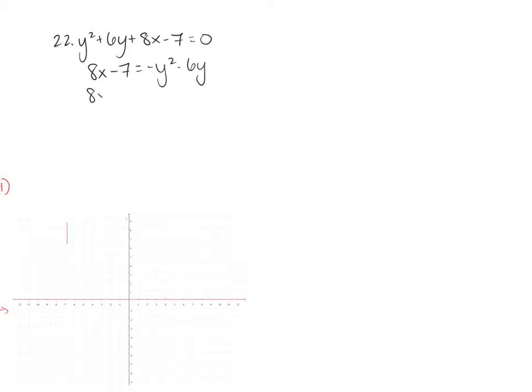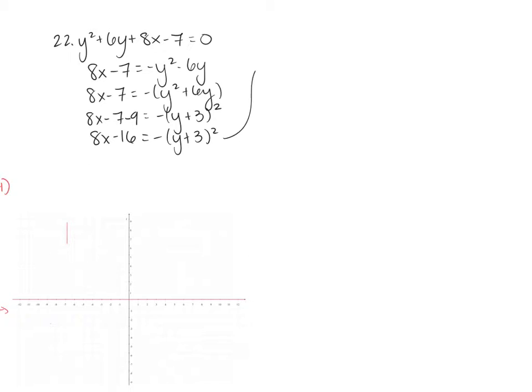So I'm going to factor out a negative. I get y squared plus 6y. And then I'm going to complete the square. So this is going to be negative y plus 3 squared. 3 squared is 9, multiplied by the outside, remember? So it's a minus 9 added to the other side. So I get 8x minus 16 is equal to negative y plus 3 squared.